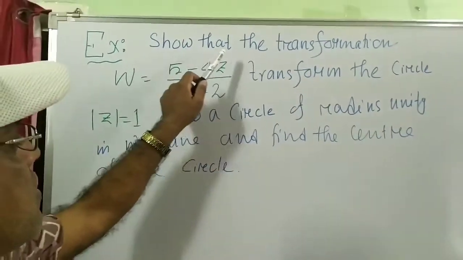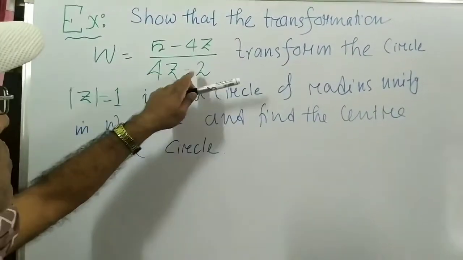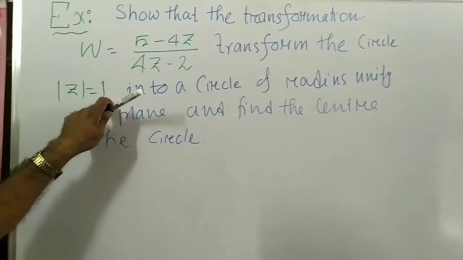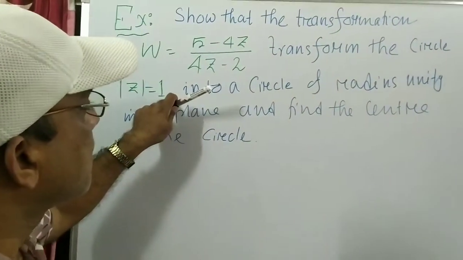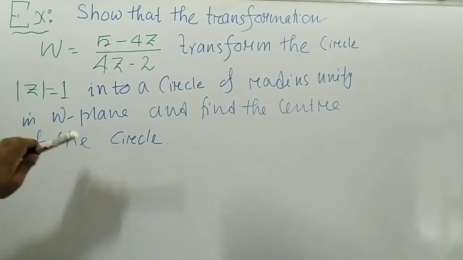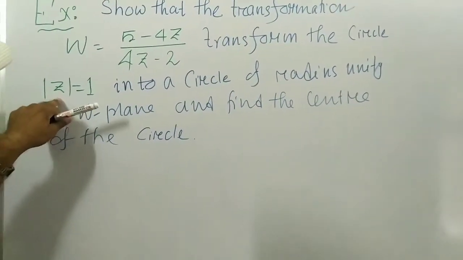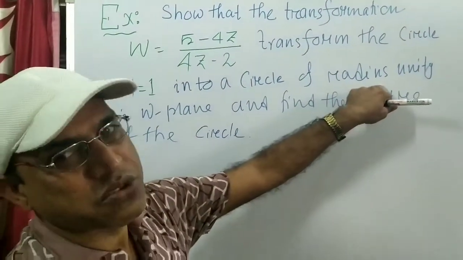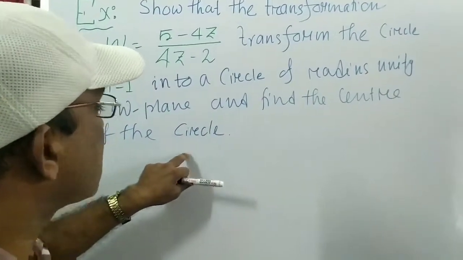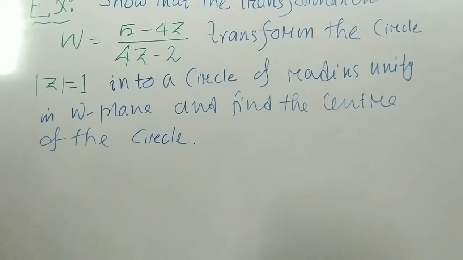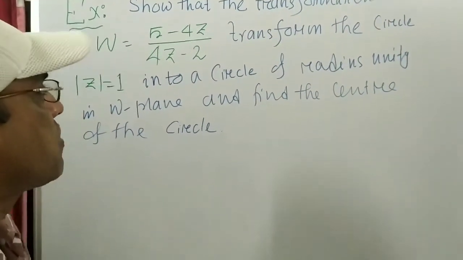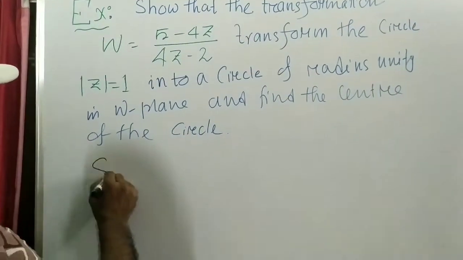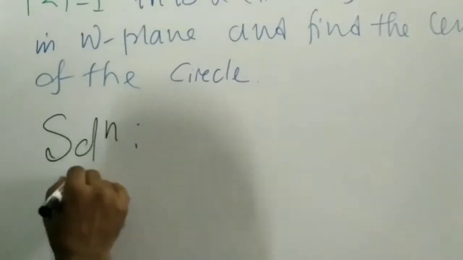So this is our W in terms of z, and also given mod z equal to 1. Mod z equal to 1 is the equation of a circle whose radius is 1. And what is the center of the circle? Now you have to show the radius is 1 and find the center. Now the solution starts. This is a very easy problem.